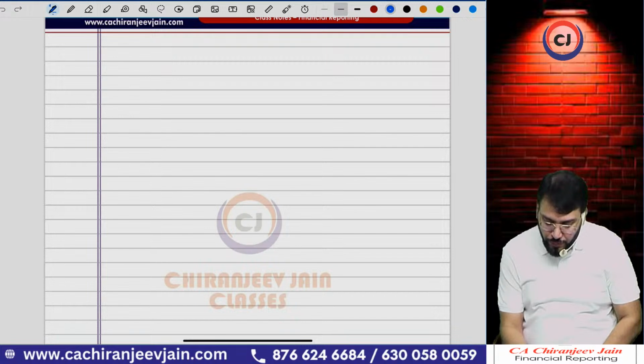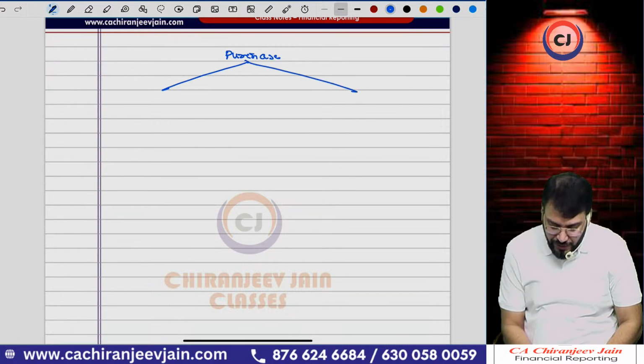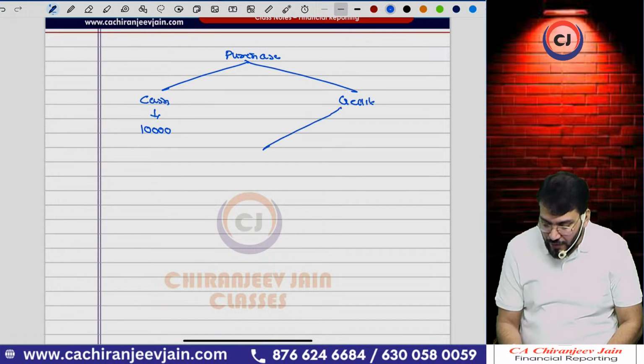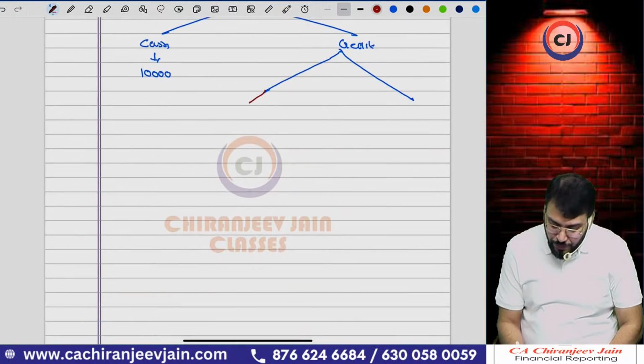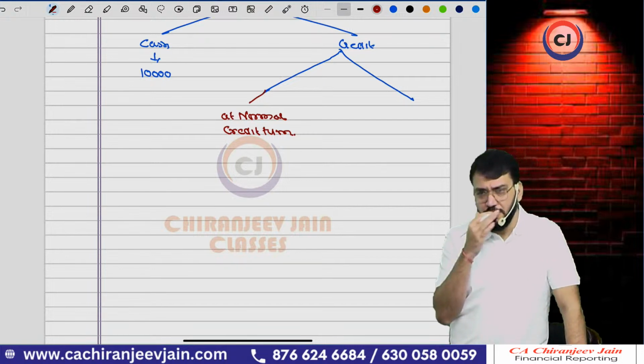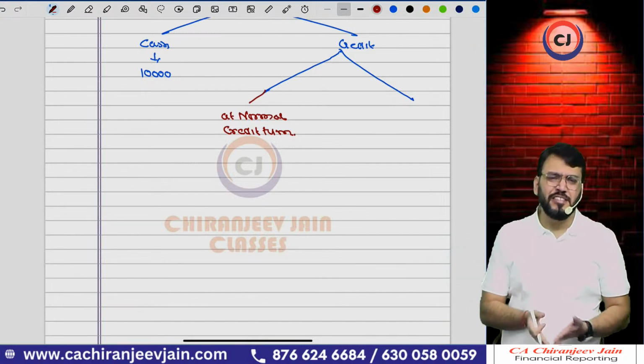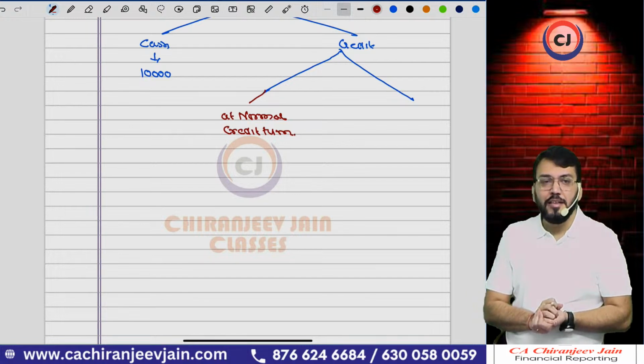Suppose you purchase raw material or whatever stock in trade in cash, you will pay rupees 10,000. Or you purchase on credit. Now when you purchase on credit, there are 2 points. Either you purchase at normal credit terms. Understood? Normal credit terms means what? Suppose that industry or that particular business provides 30 days credit. So 30 days will be normal credit terms. It can be 15 days, it can be 1 year, depending upon the type of business.